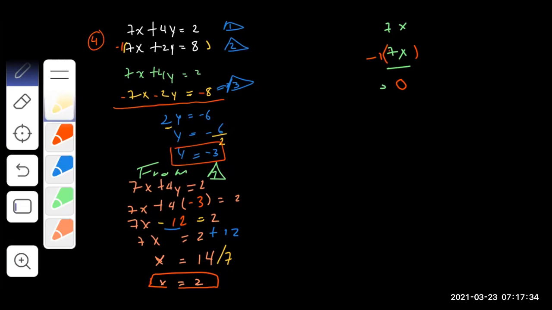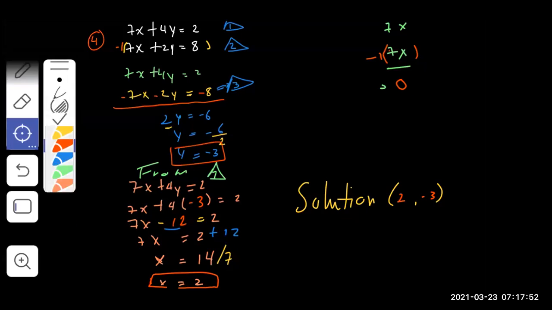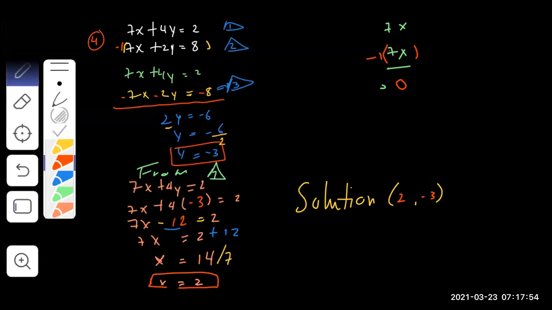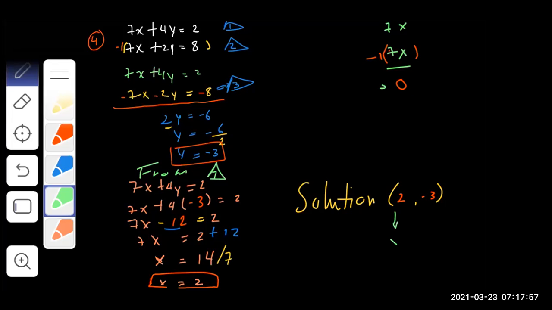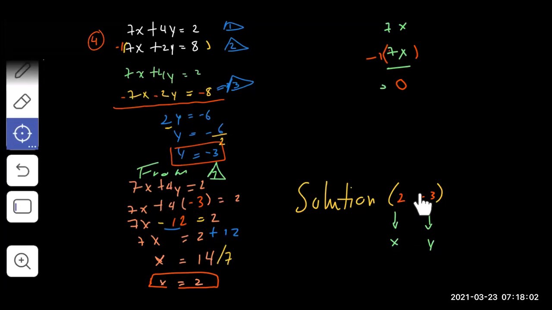Now let's write this as an ordered pair. We're going to say solution is x comma y, and x is equal to 2, right? x is equal to 2, and y is equal to negative 3. Okay, x equals 2, y equals negative 3, and this is my solution, okay? If you don't believe me, just substitute these values, 2 here and negative 3 here, and you need to get this. You can substitute this into the second equation, and you're going to get that.